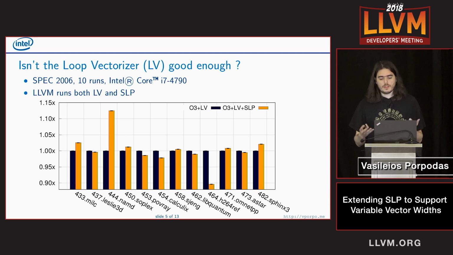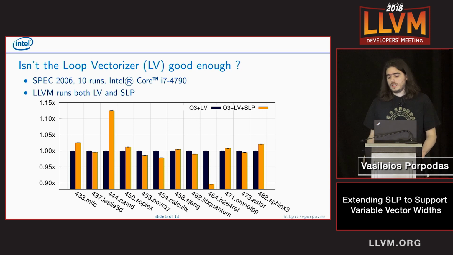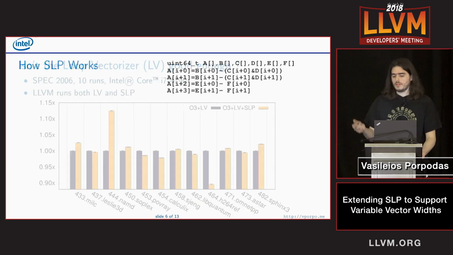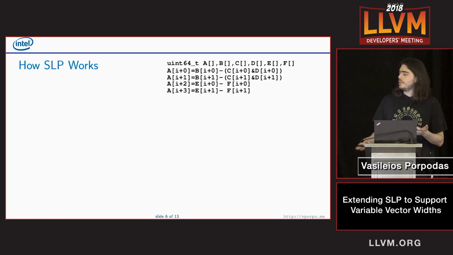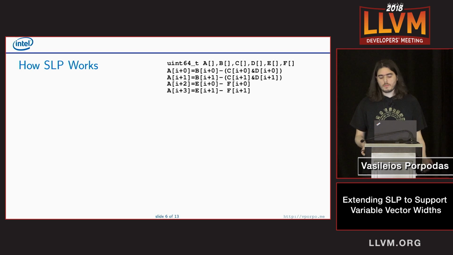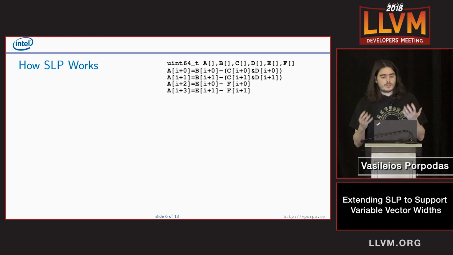Let's see, is SLP any good? If you run the loop vectorizer first, are there still opportunities left for SLP? I ran some tests. I grabbed the top of the trunk from a few weeks back, and I ran some tests on my home machine. The black bar is O3 with just the loop vectorizer enabled, and the orange bar is O3 with loop vectorizer and SLP. As you can see, there is some difference there. There are still some parts of the code that don't get vectorized with the current loop vectorizer. Now I'll try to introduce SLP.